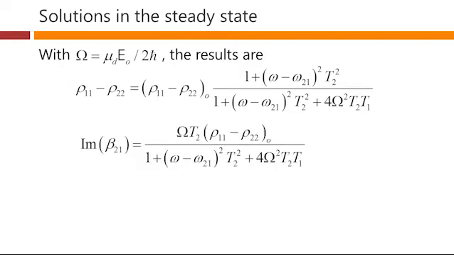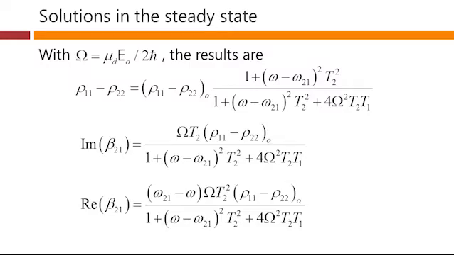And similarly, we can solve for the imaginary part of beta 21 and the real part of beta 21. So these are the results of solving those two linear simultaneous equations with complex values in at least parts of them.